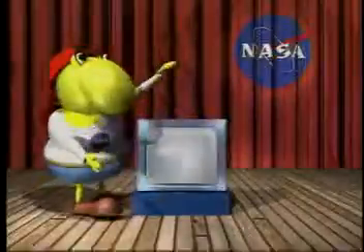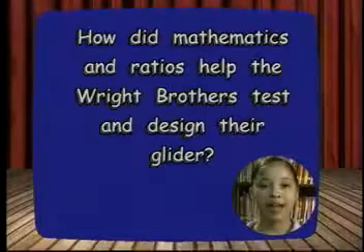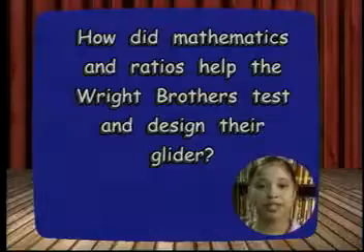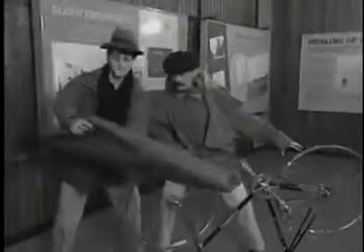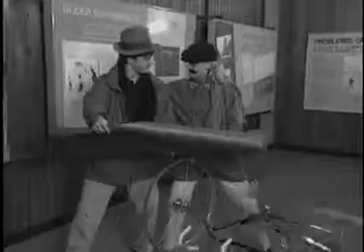So now that you have a better understanding of ratios and proportions, let's get back to the Wright brothers. How did mathematics and ratios help the Wright brothers test and design their glider? Before Flyer 1, the Wright brothers worked on bicycles. As young men, Orville and Wilbur started a bicycle manufacturing and repair company in their hometown of Dayton, Ohio. The Wright brothers used the money they made to finance their interest in aviation.